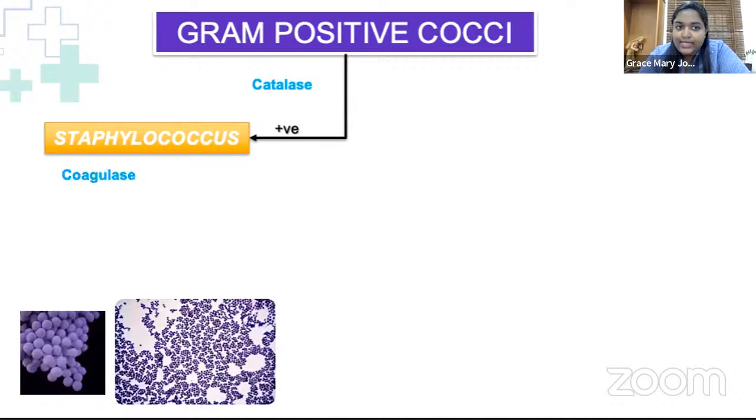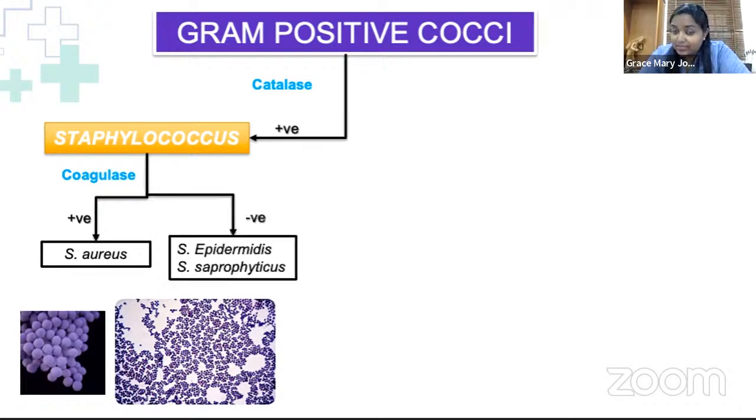Okay. And then once you know that it is Staphylococcus, again, among staph, there are multiple classifications based on their other biochemical tests and how they react to those tests. The major one is the coagulase. If it is coagulase positive, then that becomes your Staph aureus. And if it is negative, it can be epidermidis, it can be saprophyticus, and there are a lot of other things also, which I do not want to go into details because they are not clinically that relevant. All right. And this is how, so catalase test and coagulase test.